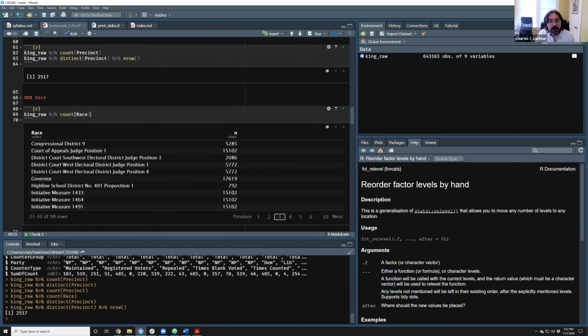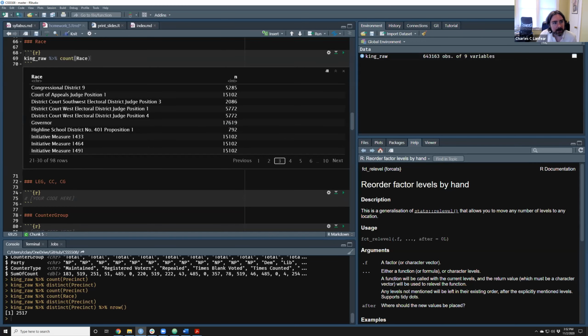Anyway, so that means if there's 2,517 precincts, but something like governor has 17,619 rows, it means for governor alone, there's a pretty large number of rows for every single precinct. So even if we want a single race inside a precinct, we're going to have to be aggregating a bunch of rows. Okay, it's kind of an ugly data set. We're going to keep looking at it as we go.